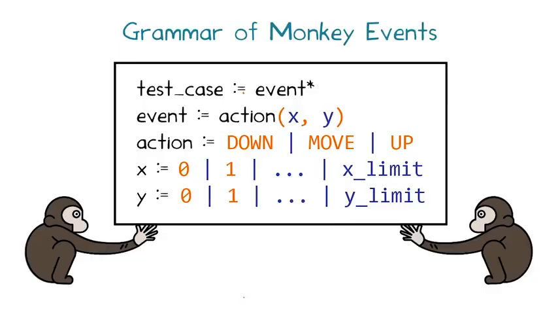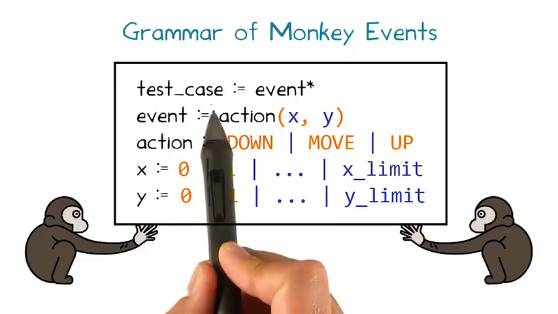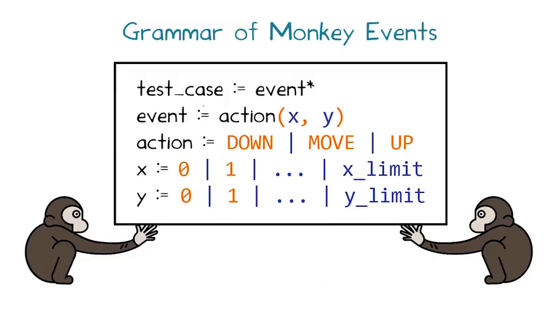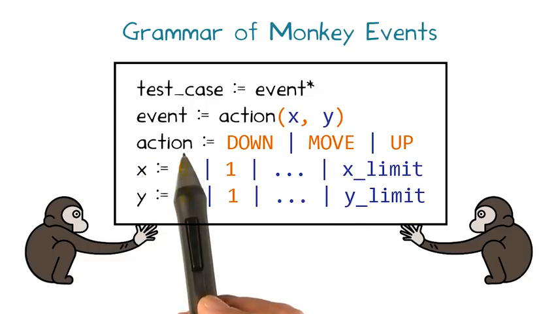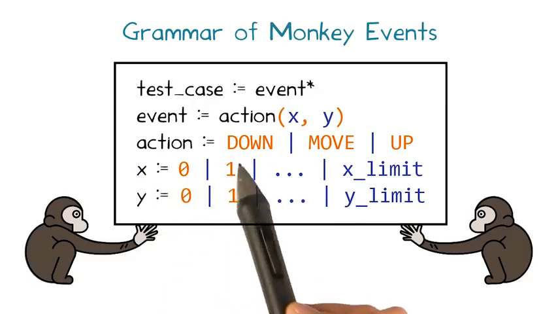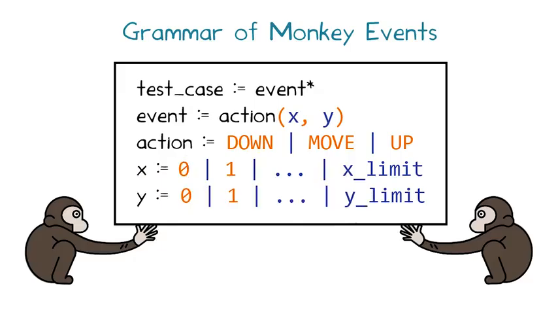Having seen some example inputs that the monkey random testing tool can generate, let's outline a grammar that systematically characterizes the possible inputs that the monkey tool can generate. Each test case or input is a sequence of some number of events. One kind of event that we covered is an action followed by x and y coordinates, which are picked randomly from predefined ranges corresponding to the dimensions of the display. Finally, each action is randomly chosen to be a down event, a move event, or an up event.